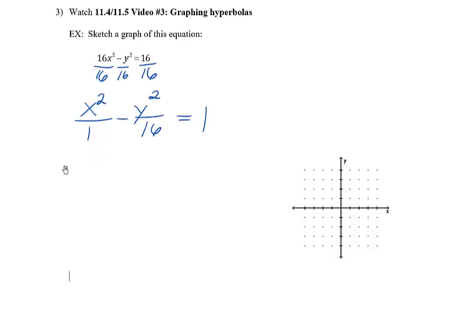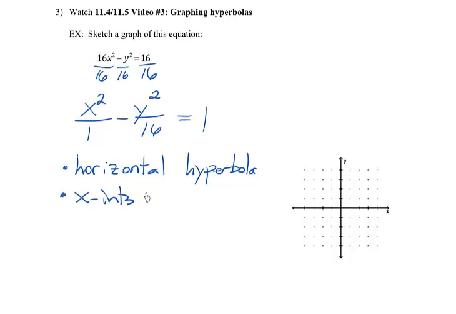Probably the first thing I'd want to make note of is, is this a horizontal hyperbola or a vertical? Well, if the x comes first, x is horizontal, that means this is a horizontal hyperbola. The next thing I should think about is the intercepts. Hyperbolas don't have both x and y intercepts. They just have one or the other. Horizontal hyperbolas are only going to cross the x-axis. So this thing will have x-intercepts, and we learned in the last video that the x-intercepts always happen at plus or minus a.